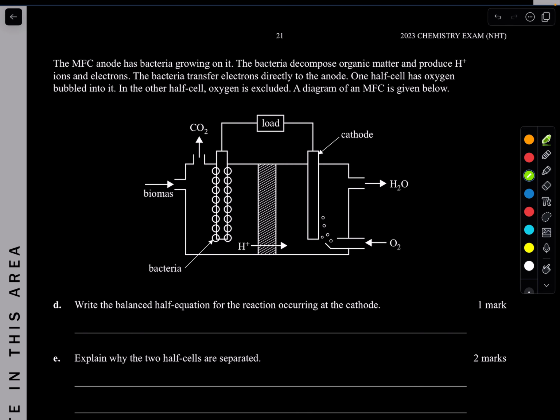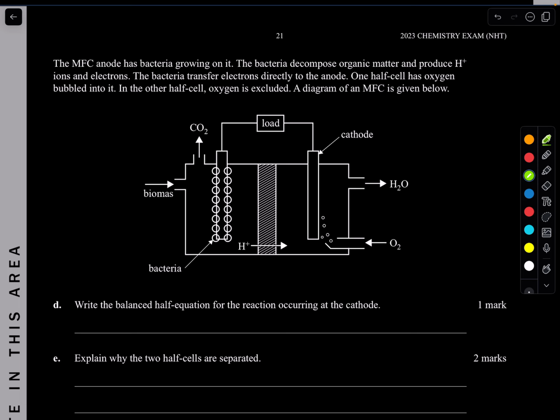The MFC anode has bacteria growing on it. And so the bacteria decompose organic matter and produce H plus ions and electrons. The bacteria transfers electrons directly to the anode. One half cell has oxygen bubbled into it. In the other half cell, oxygen is excluded, so no oxygen. A diagram of the microbial fuel cell is given here.